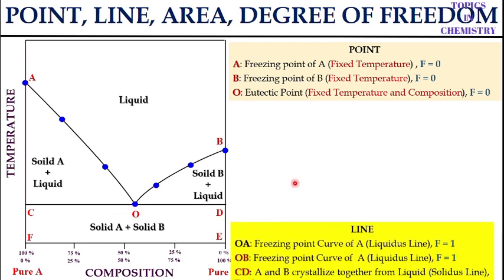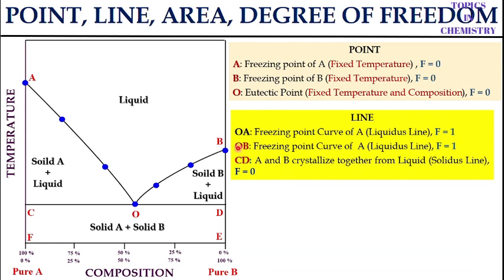Now you have to know what the lines are. First, this is one line, AO or OA line. Through the AO line you can see the composition of A gradually decreases, and the freezing point temperature of A decreases. That's why it is called the freezing point curve of A. This is actually the liquidus curve. Here at each point one liquid molecule converts to a solid molecule of A.